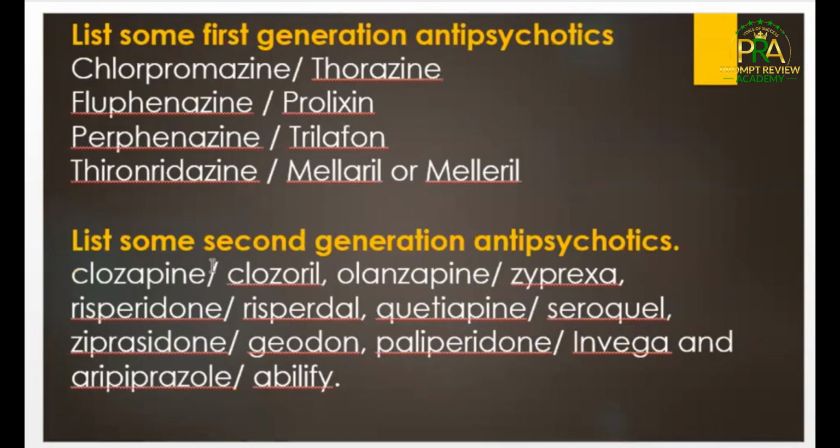Then the next thing you need to know, most of the time, the first generation antipsychotic is not usually seen. But if you still want to know it, it's good to know. But most of the time, the one that comes out is the second generation antipsychotic, which you must know, because that is where we have our Zyprexa, Seroquel, Risperdal.